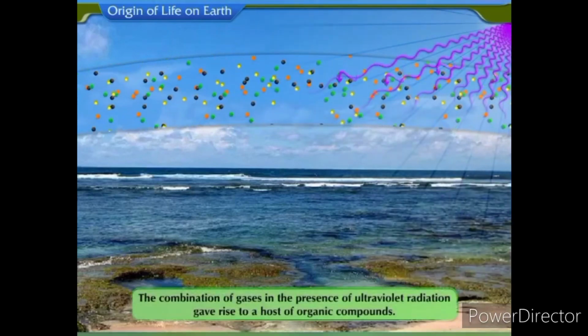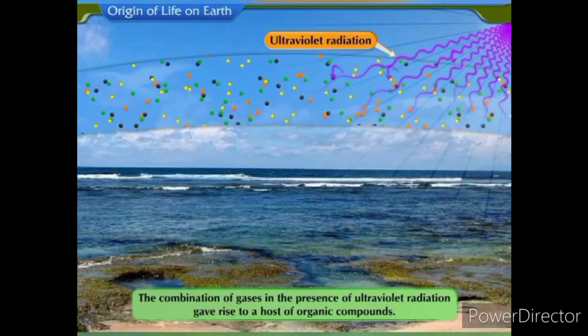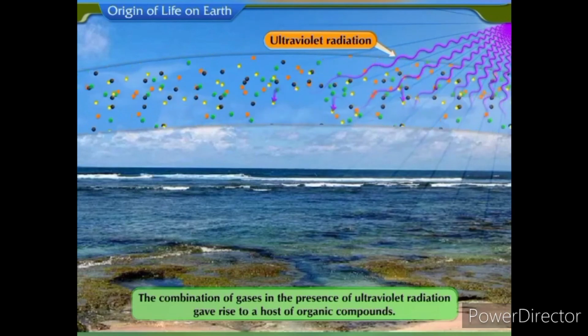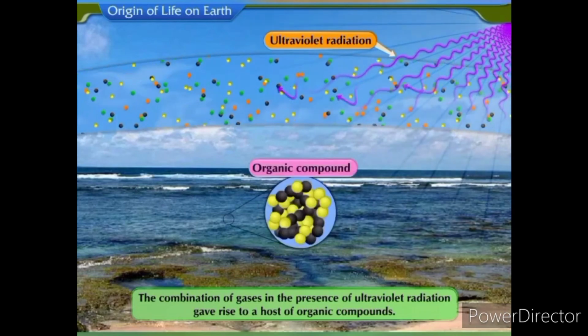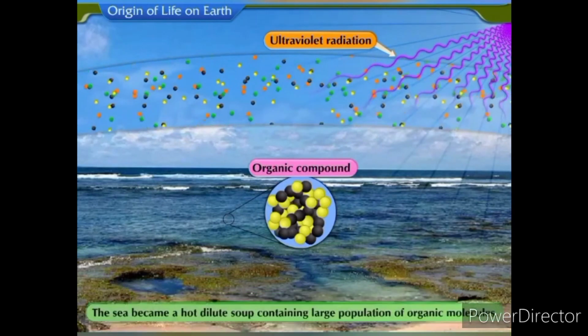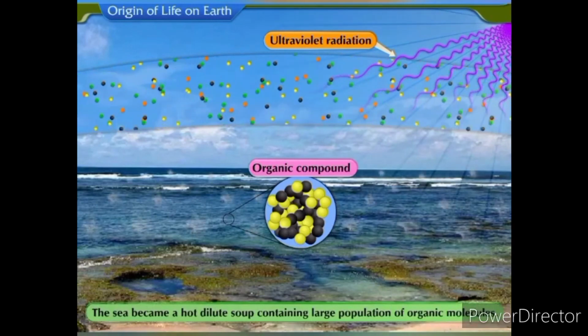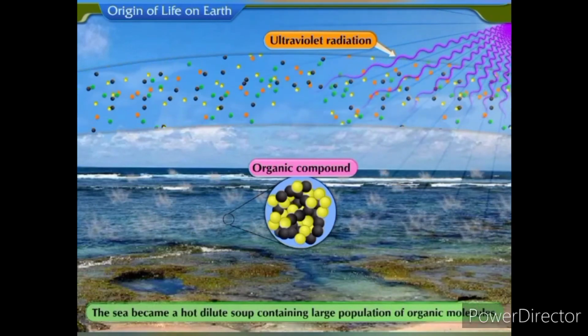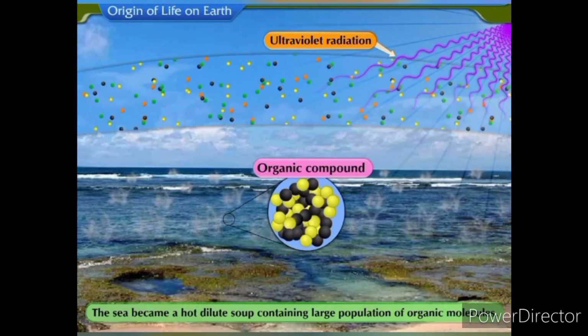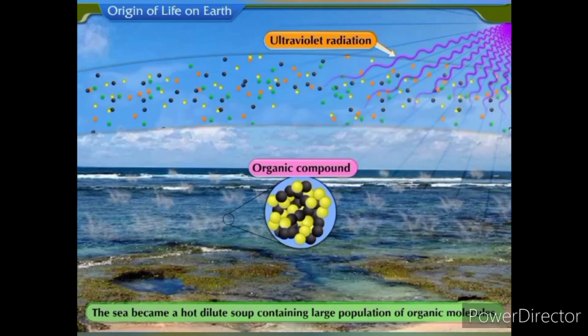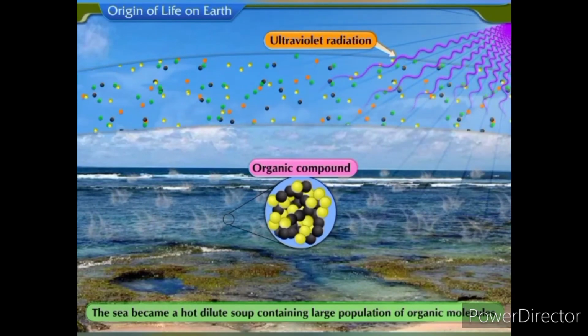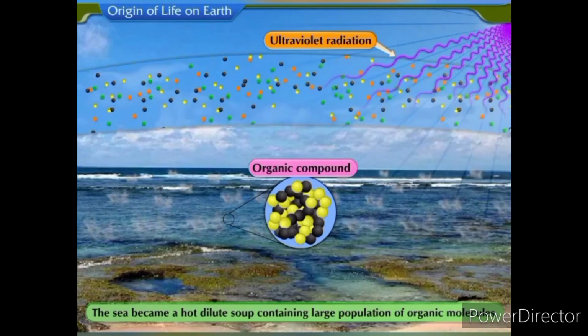The combination of these gases in the presence of ultraviolet radiation gave rise to a host of organic compounds. The sea became a hot, dilute soup containing large populations of organic molecules. How did these complex organic molecules arise?